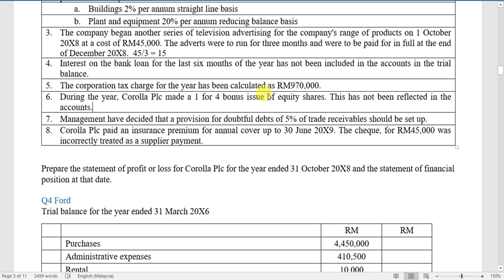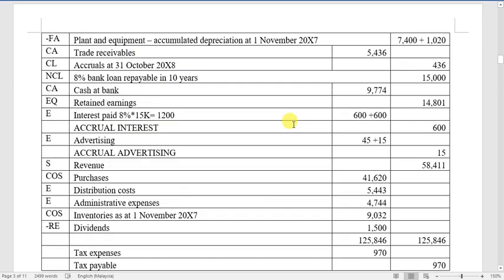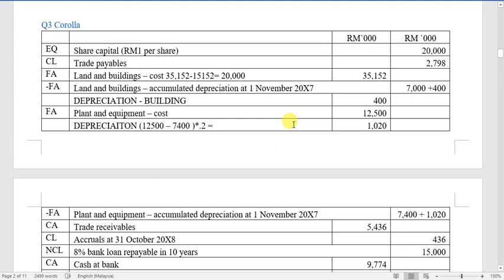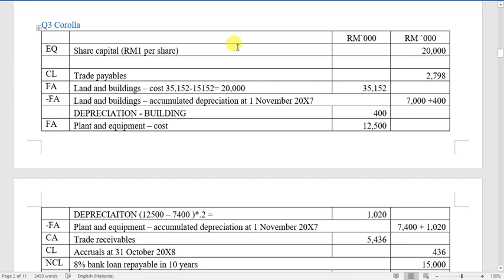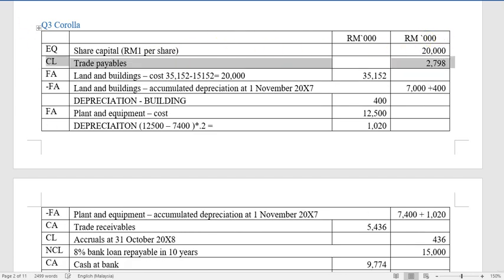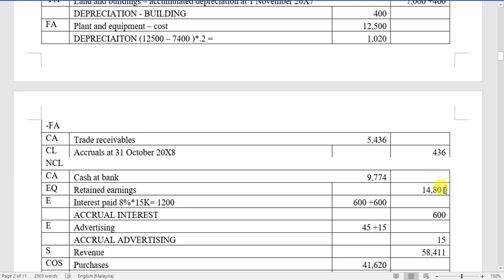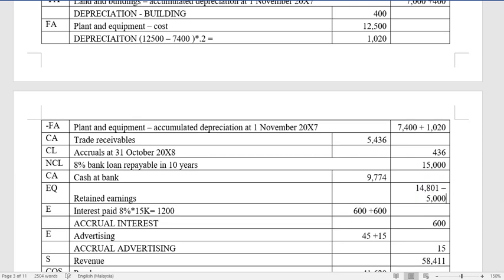During the year, they make 144 bonus issue has not been reflected in the account. Means that you have not recorded anything. So, what should I do? Record. How many shares I should give? Divide by 4. 20,000 divided by 4 equals to 5,000. So here, plus 5,000. Money come from where? Retained earning. So under retained earning, minus 5,000. Are you guys okay? Bonus issue, use the money in your retained earning.